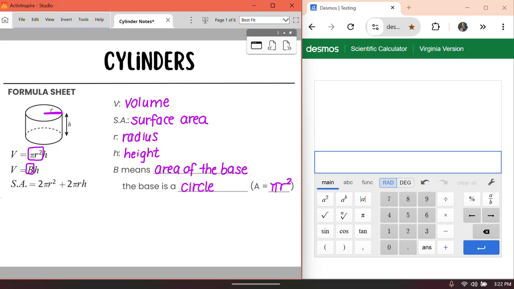And if you decide that you like the second one more than the first one and you are good at using it, more power to you. I think it really helps understand what volume means, but sometimes it can be a little tricky to remember what big B is. So that one is kind of up to you.